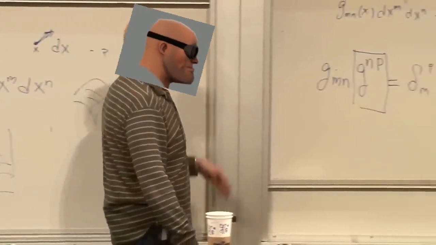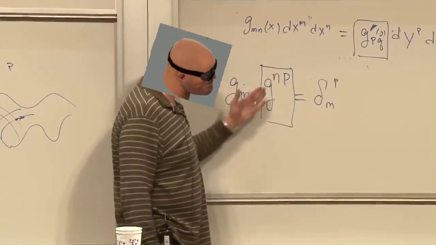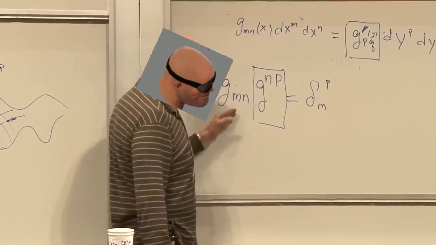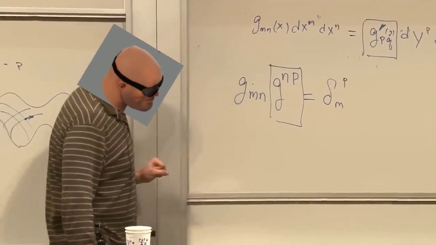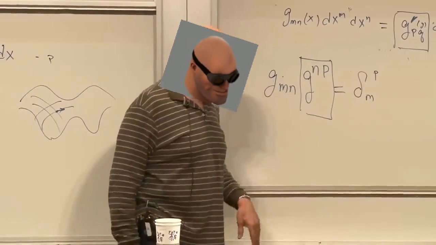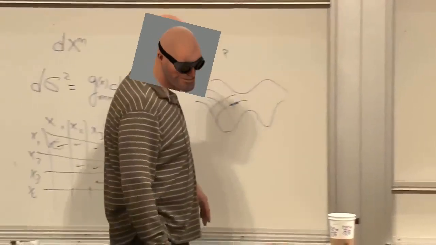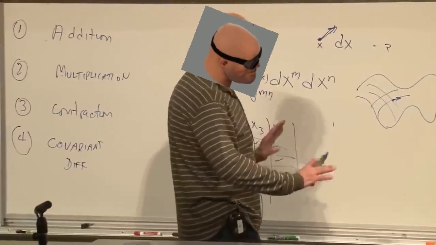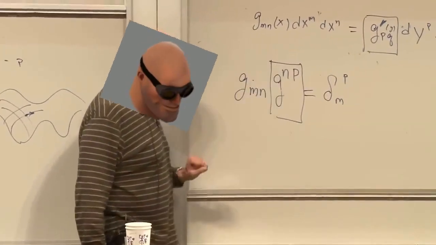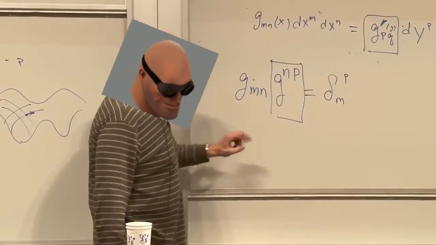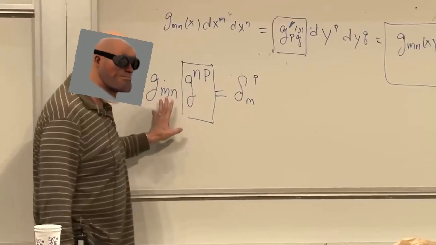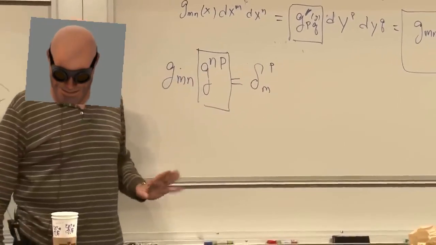This is called the metric tensor with contravariant indices, two contravariant indices. This is the metric tensor with two covariant indices. This is the metric tensor with one contravariant and one covariant index. But in any case, the definition of this matrix is just the inverse, and the inverse is such that when you multiply it with the original matrix, you get the identity matrix back.